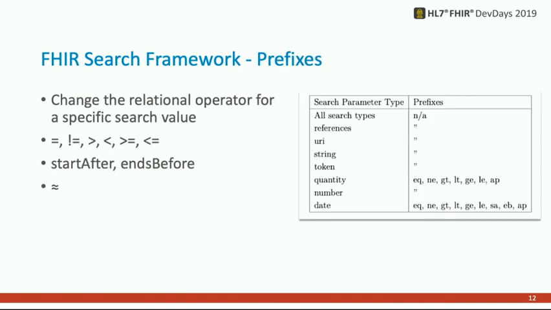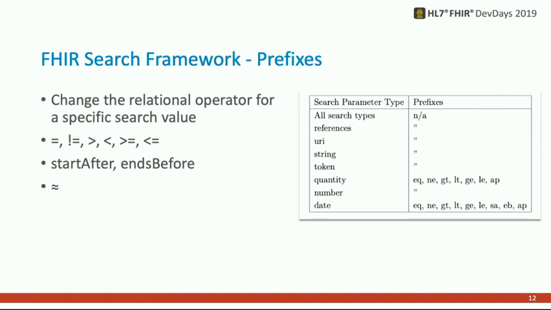Then for all of the quantities and dates, we can have prefixes, which are more or less self-explanatory. So you have equal, not equal, greater than, less than, and so on. Maybe the only interesting bit here is that you also have an approximately prefix, which again would do a more or less fuzzy search based on the quantity.